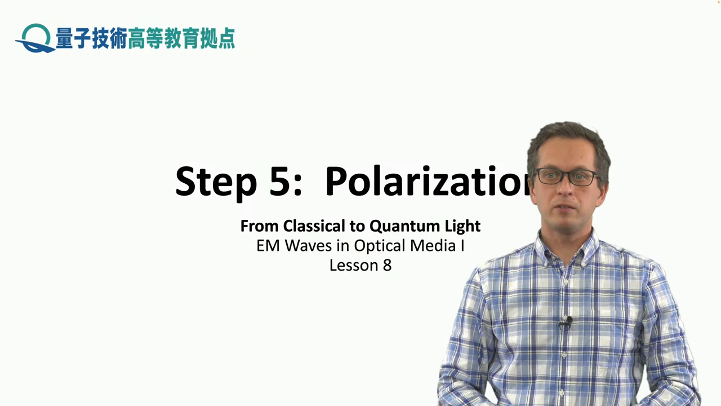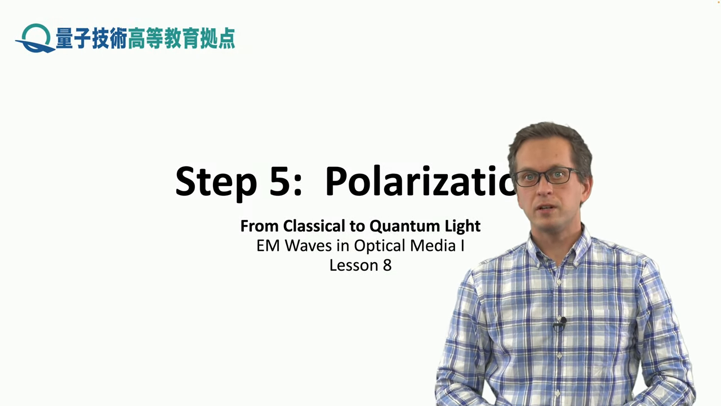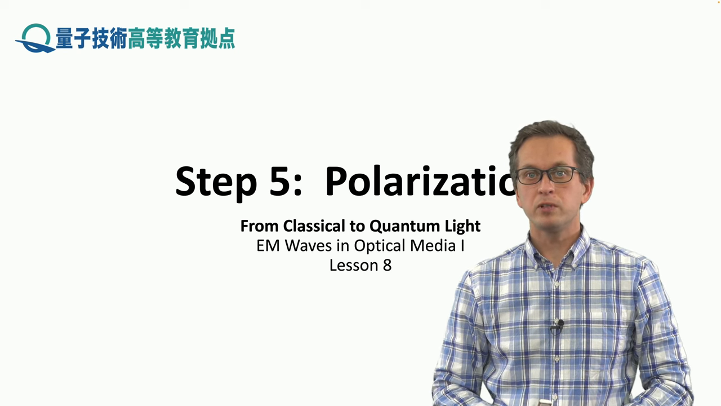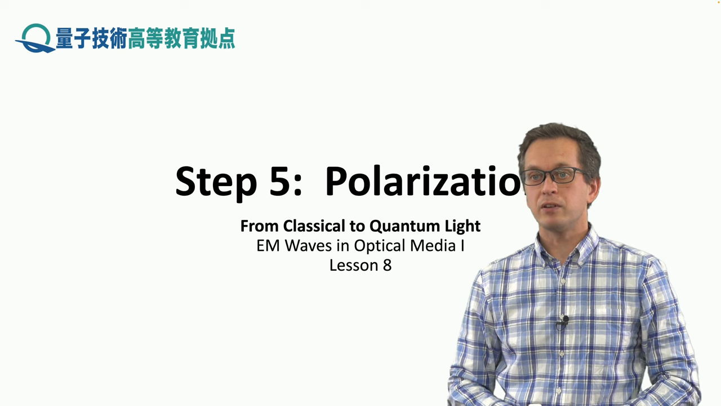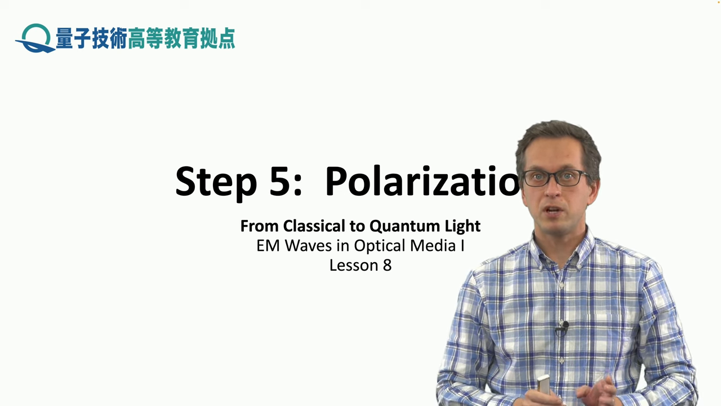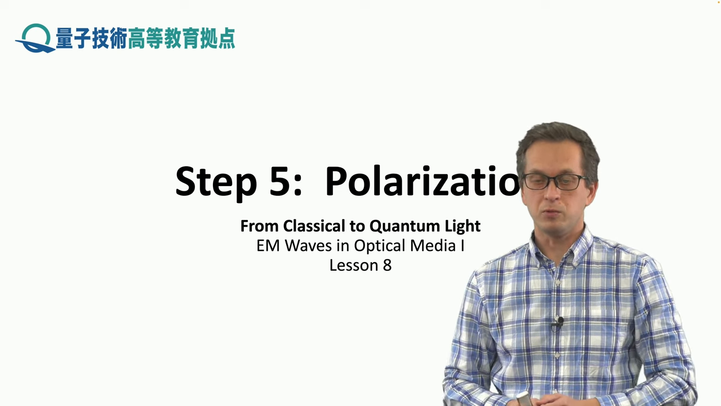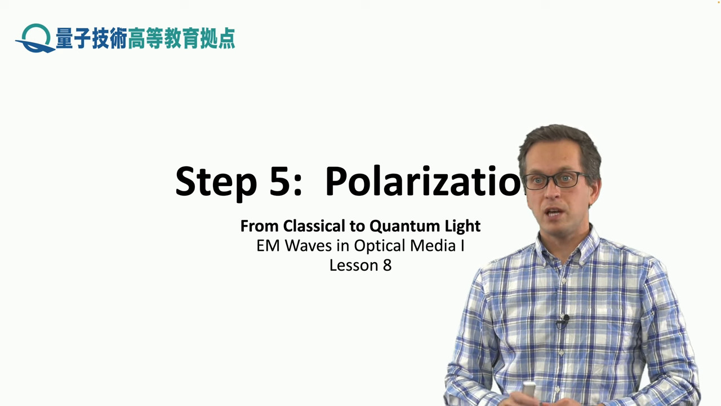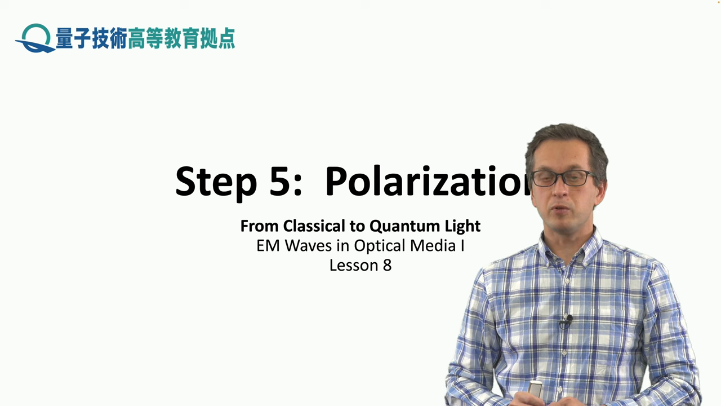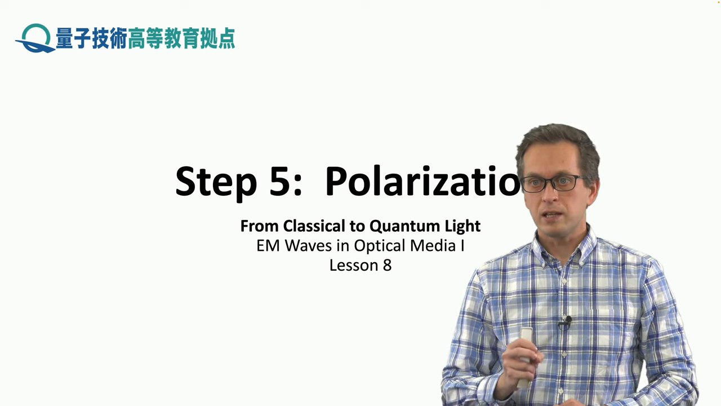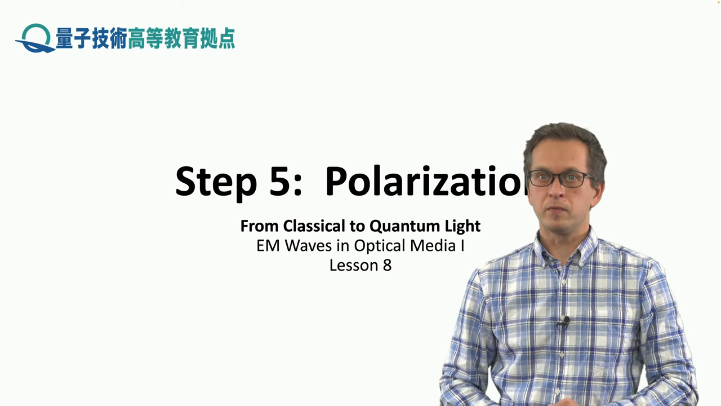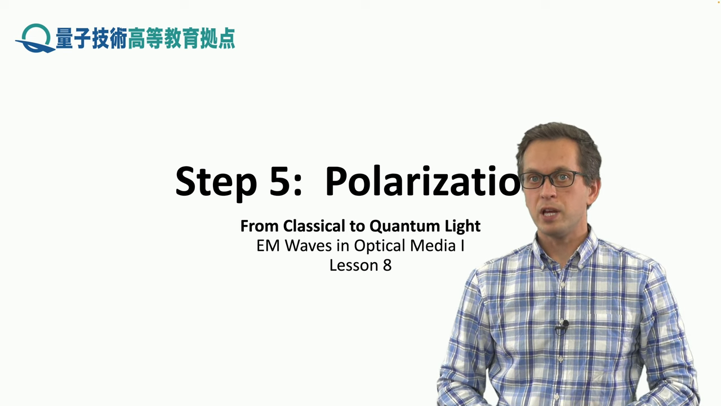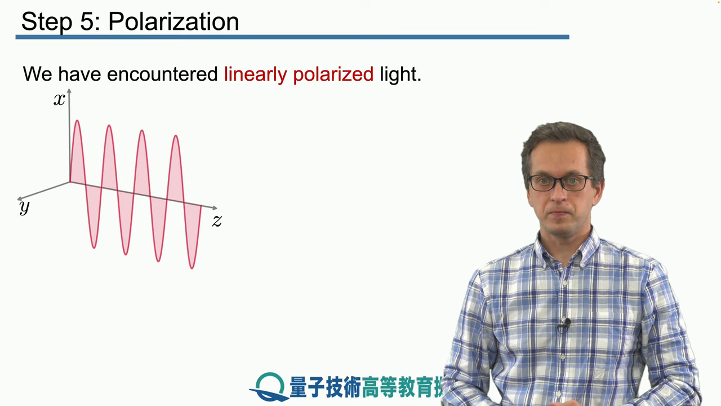Step 5, polarization. Now that we are done with boundary conditions, we saw that considering different components of the electric field and the magnetic field really matters because they change when we travel from dielectric 1 into dielectric 2. In the next lesson, we are going to apply these boundary conditions and we will see that polarization plays an important role. So let's recap a few important things about polarization and in what ways electromagnetic waves can be polarized.